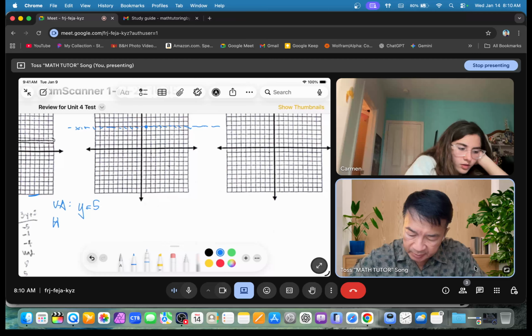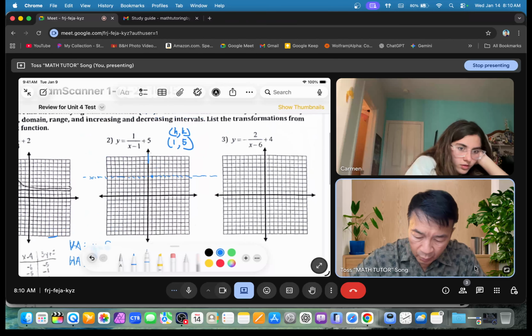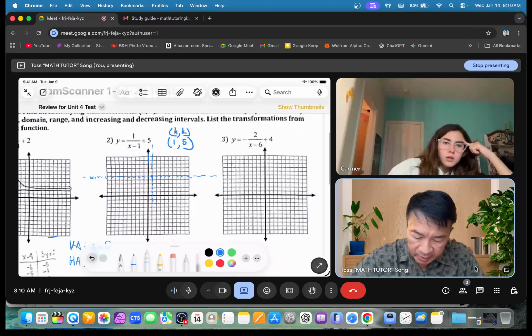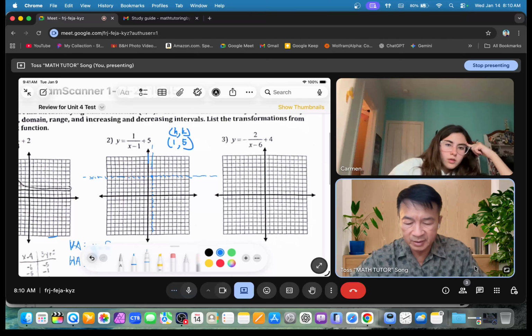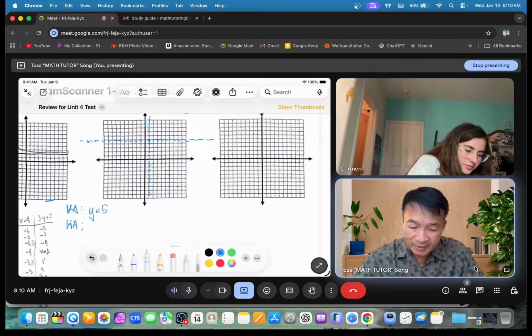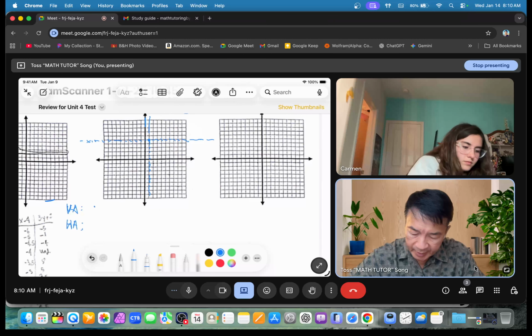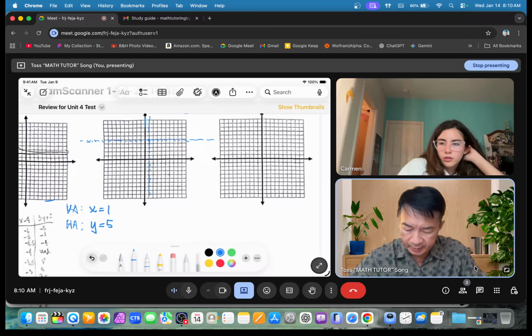HA for horizontal asymptote, I'll capitalize it. That's most common. HA will be this particular asymptote, a vertical, I got them flipped. Vertical asymptote is x = 1. Is that okay? How do I erase that? Okay, x = 1 for vertical asymptote, and HA will be y = 5. Is that okay? Like that?